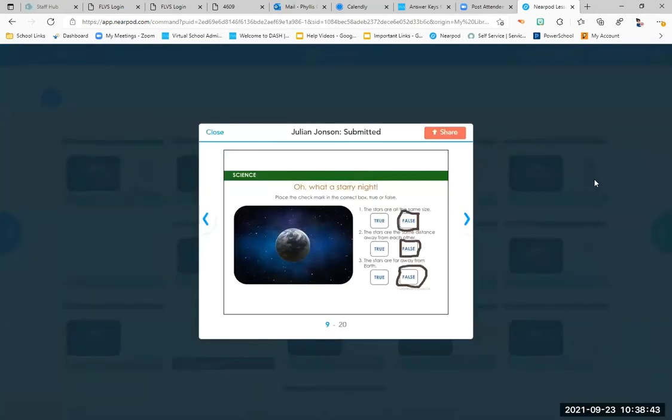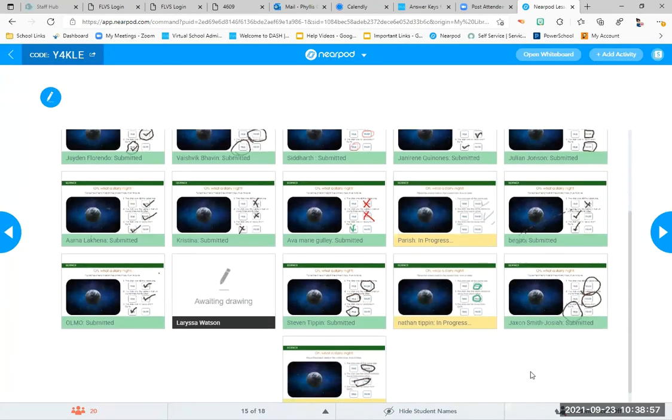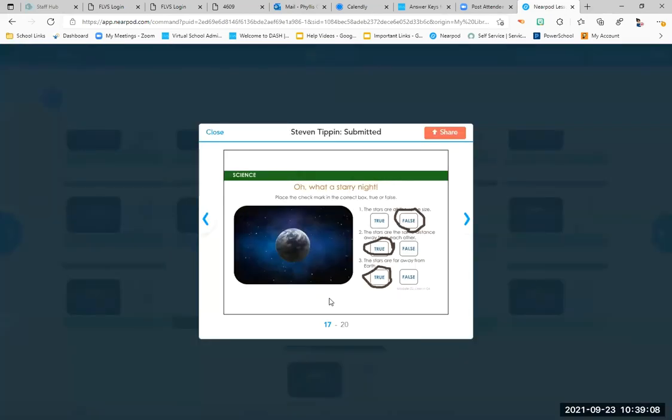All right, so Julian, you can change your answer. Number 1, the stars are all the same size. You got that right. Number 2, you got it right. Look at number 3 again. Are the stars really close? Can you reach out and touch them? False if you think, nah. True if you think, yes, they're pretty far away. Okay, let's look at Stevens.